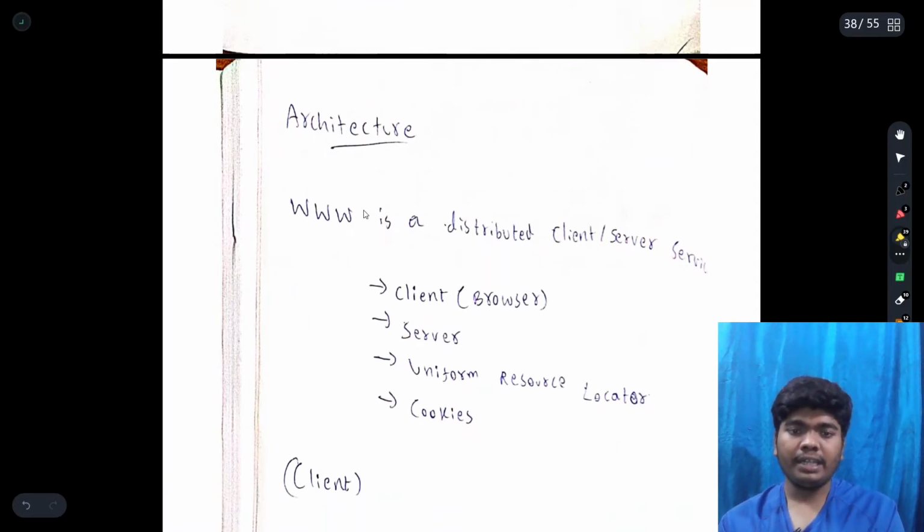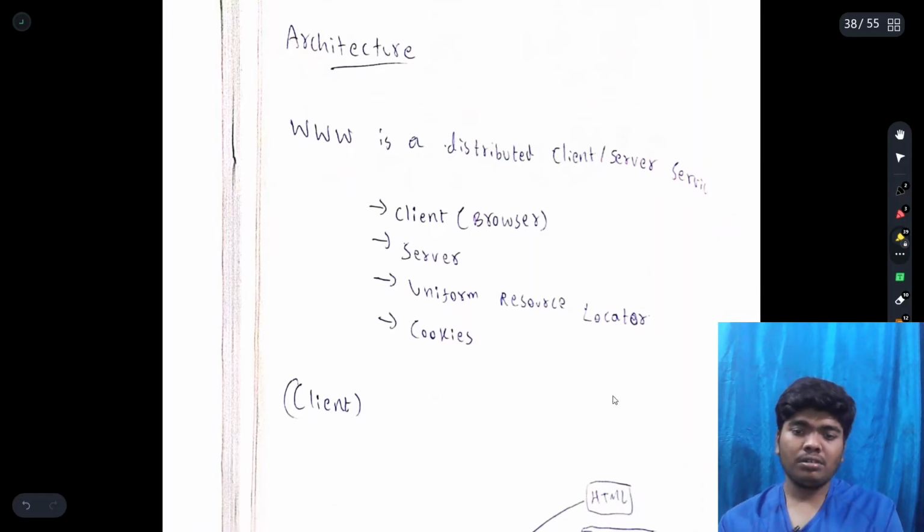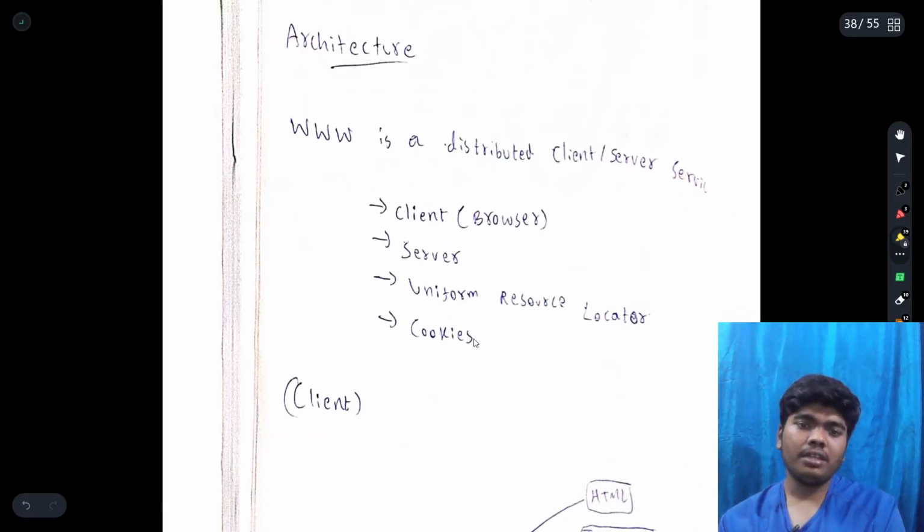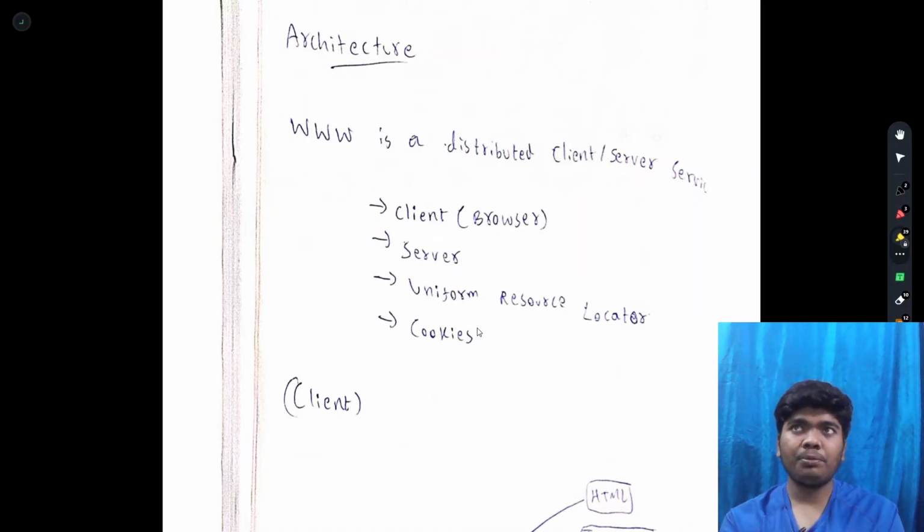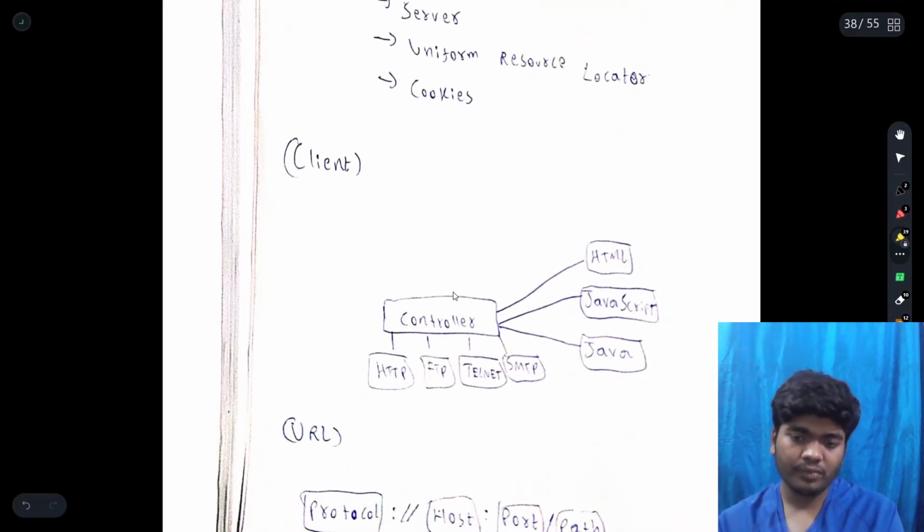Now the architecture. The WWW is a distributed client or server service. The client will be the browser, and the server will be the website which we are using, and then the uniform resource locator, which acts like an identifier. And then cookies are small programs which are used for running a website smoothly. So cookies are for that purpose.